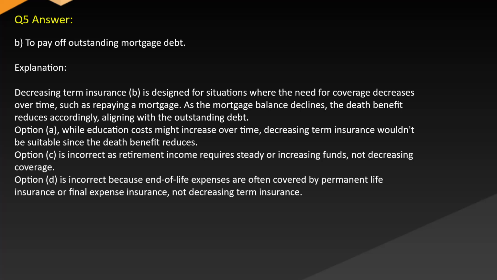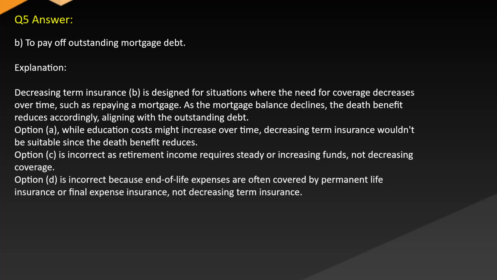Explanation. Decreasing term insurance B is designed for situations where the need for coverage decreases over time, such as repaying a mortgage. As the mortgage balance declines, the death benefit reduces accordingly, aligning with the outstanding debt. Option A. While education costs might increase over time, decreasing term insurance wouldn't be suitable since the death benefit reduces. Option C is incorrect, as retirement income requires steady or increasing funds, not decreasing coverage.